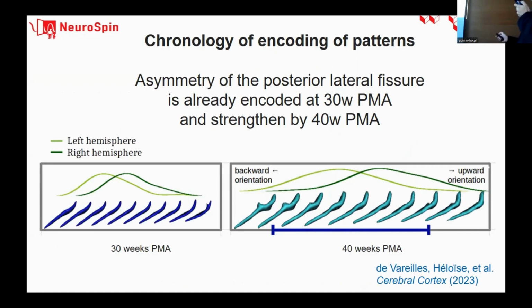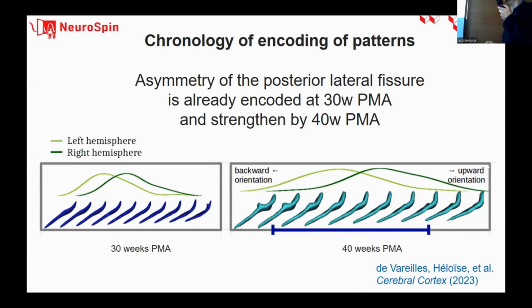The main variability is a standard asymmetry in the brain between the left and right hemisphere. The back of the lateral fissure is tilted more or less towards the front or towards the back from one hemisphere to the other one. You see the same asymmetry at 40 weeks, and you see it also at 30 weeks.